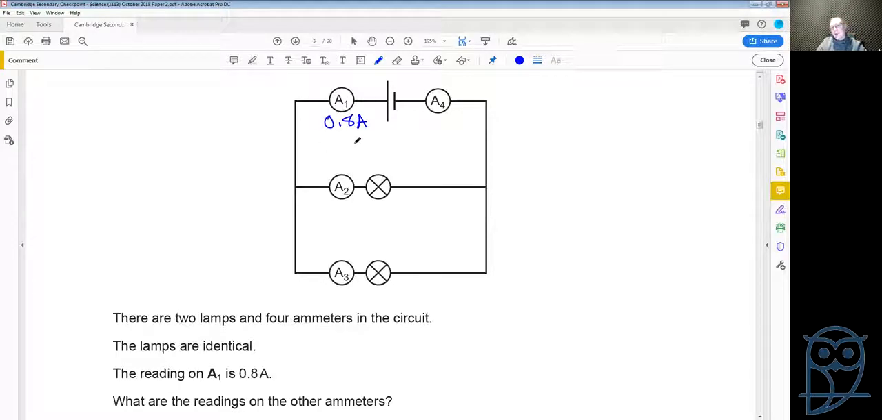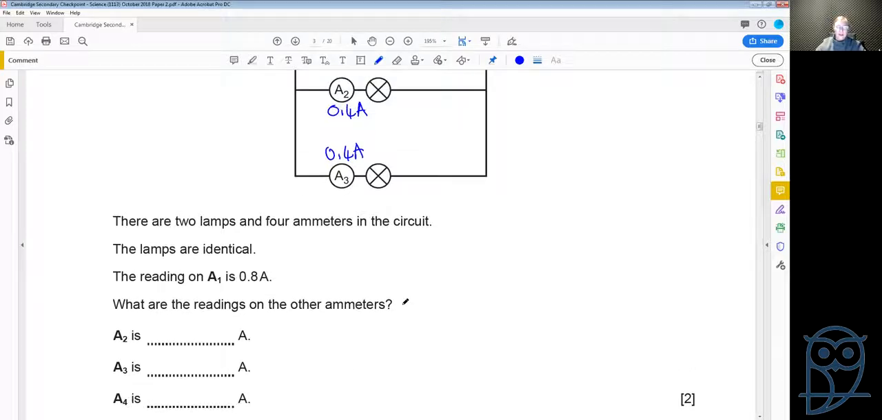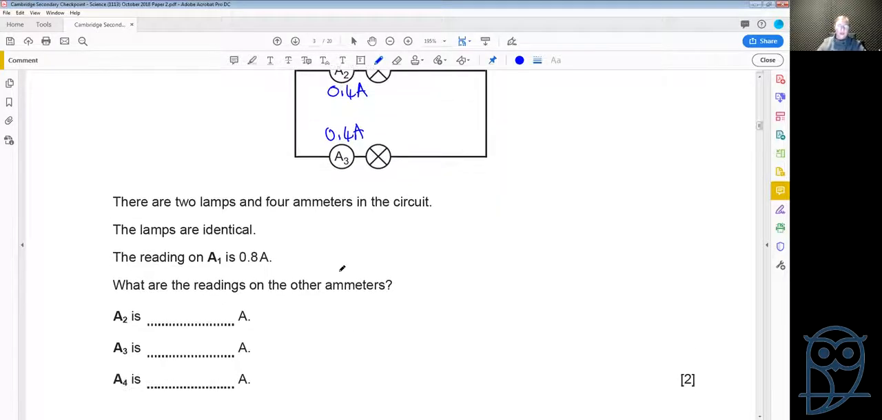So here we have 0.8 amps. This part over here is still in series with this bit, so this will also be 0.8 amps. But here, the circuit gets divided into 2 parts, and since these bulbs are identical, it would literally just divide it into 2. So this will be 0.4 amps and 0.4 amps. So now we just need to write it down here. A2 is this one, so that'll be 0.4. A3 will be 0.4, and A4 will be 0.8. Okay.